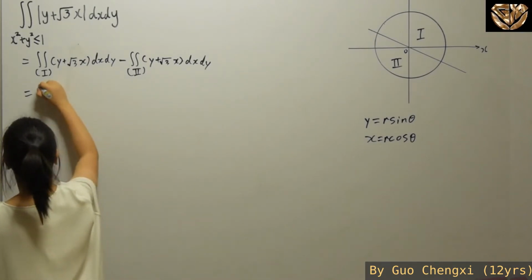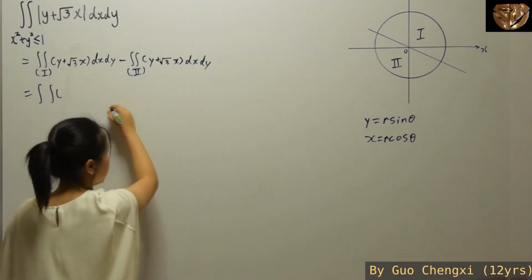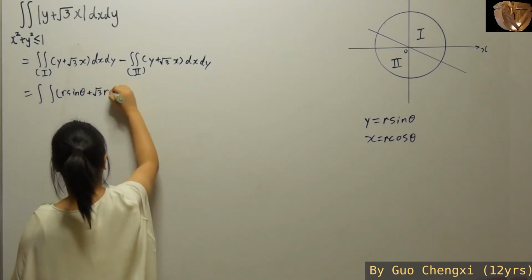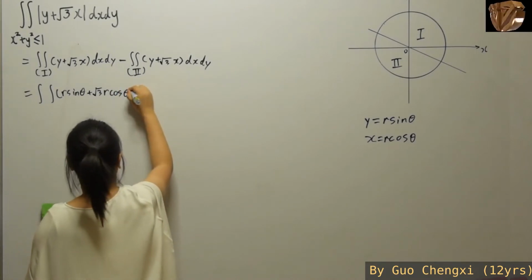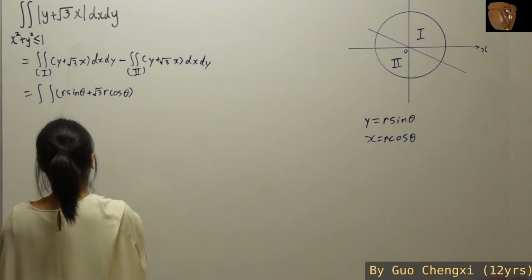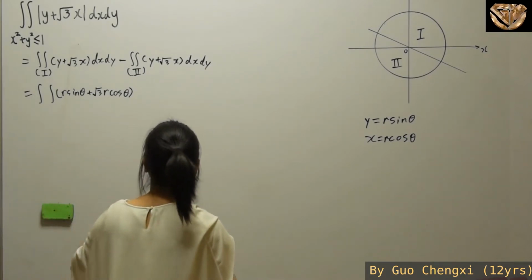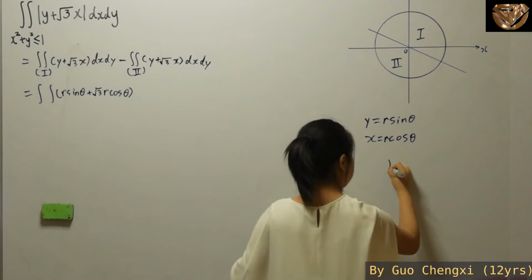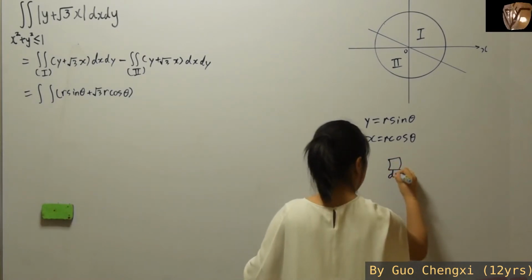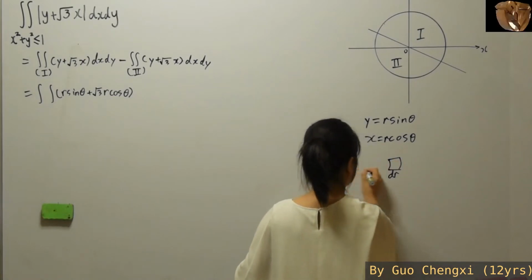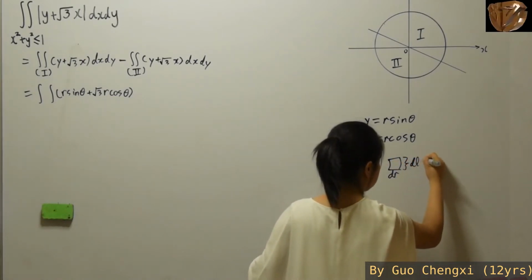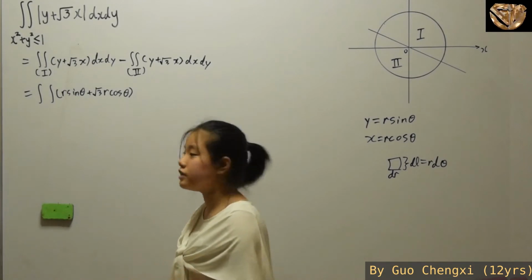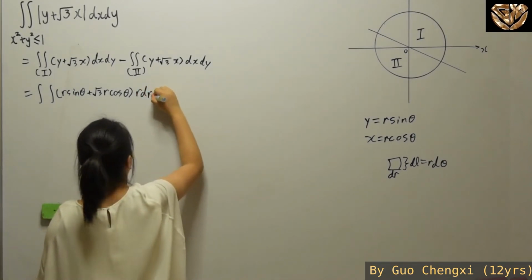So here what we're going to have is r sine theta plus square root 3 r cosine theta. And remember, if you're going to change from Cartesian to polar coordinates, you need another r, because for this part we have dr, and we will have a d theta, but dA is r dr d theta. So to change it to polar coordinates, we'll be having r dr d theta.